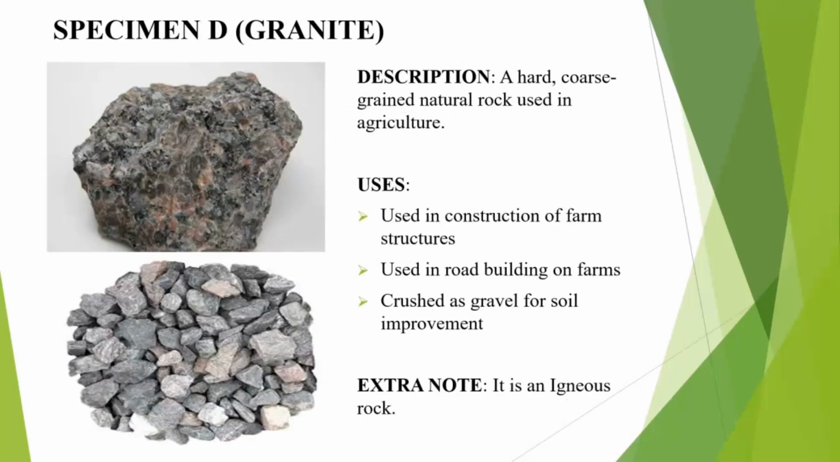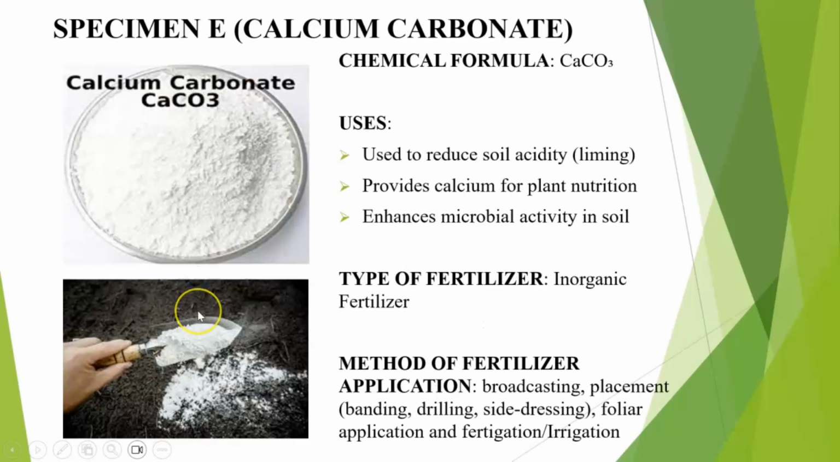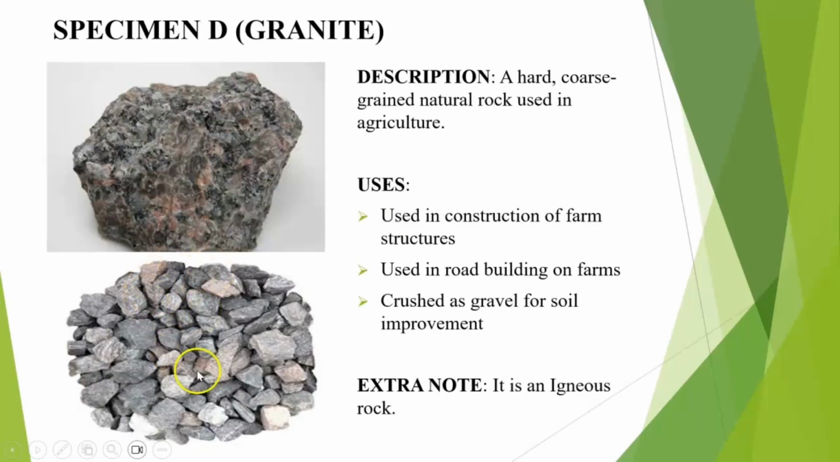Moving on to specimen D, which is the granite. Again, they could tell you to identify specimen D. Specimen D is the granite. This first picture above is a granite rock. When the rock is split, we then have what we call the granite stone. So we have the rock above and the stones below. Again, they could tell you to identify. Identify simply means what is the name of the specimen. So your answer to that question should be granite, simply granite.